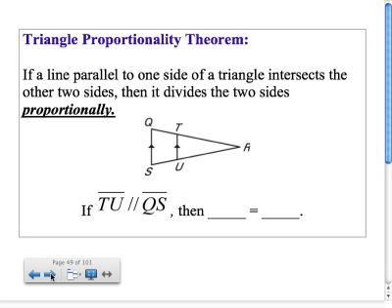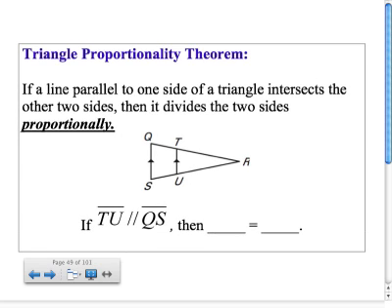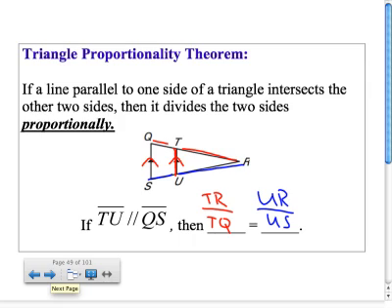So the triangle proportionality theorem simply says if a line is parallel to one side of a triangle and intersects the two other sides, then it divides the two sides proportionally. So in other words, TU is in the middle of this triangle, and it's parallel to the third side. And so what that means is it cuts the two sides proportionally. In other words, TR over TQ is going to be the same as UR over US. Okay, so it cuts it proportionally.